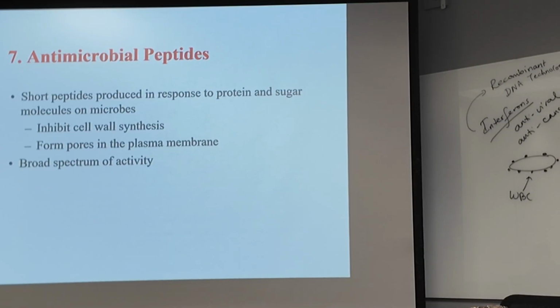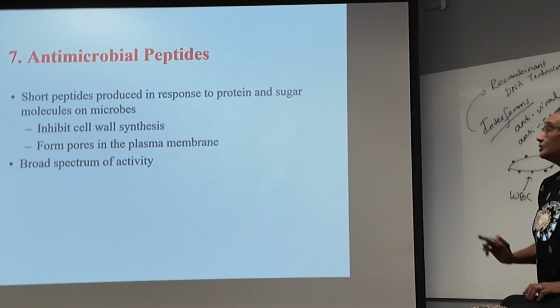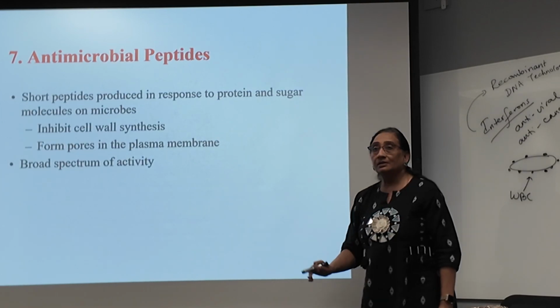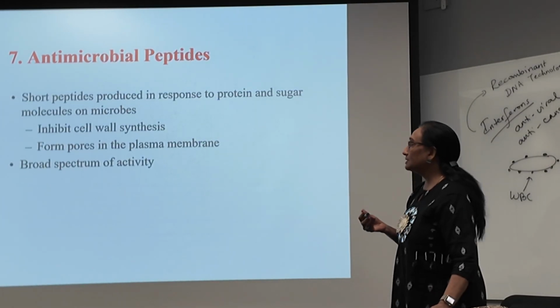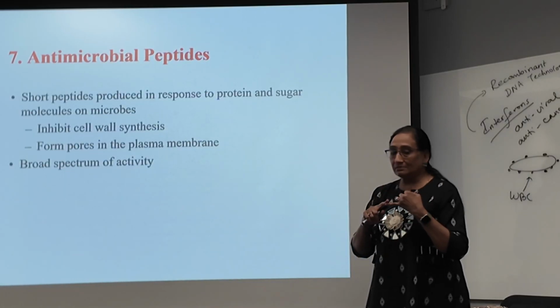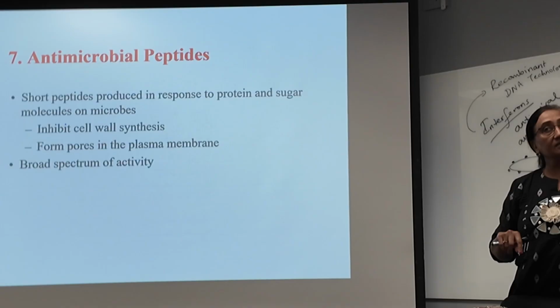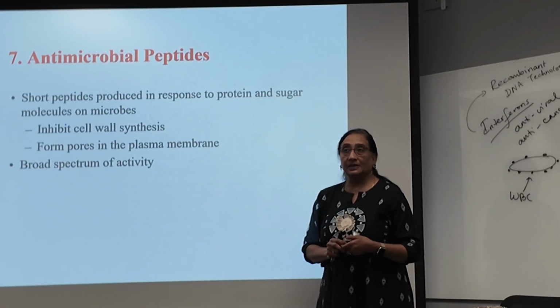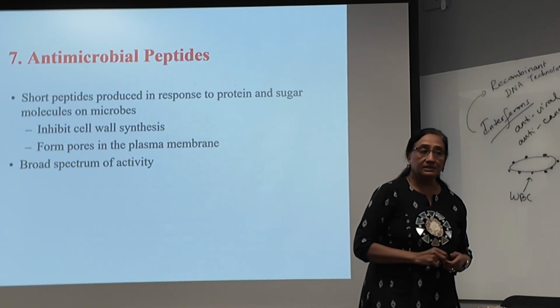And lastly, antimicrobial peptides. Cells also produce small peptides which can have antibacterial, antimicrobial properties. For example, it can prevent the cell wall from being synthesized. It can make holes in the cell wall to destroy the pathogen. But these are again produced in small quantities.